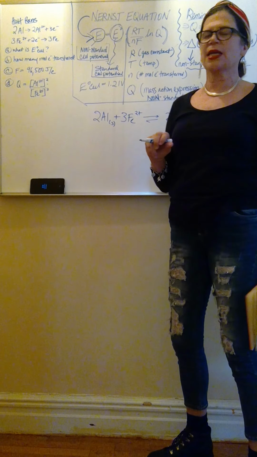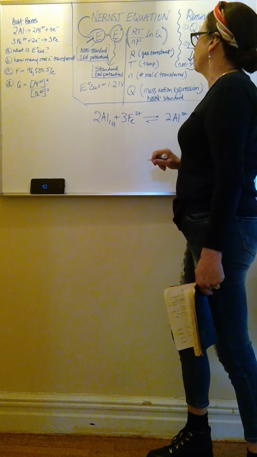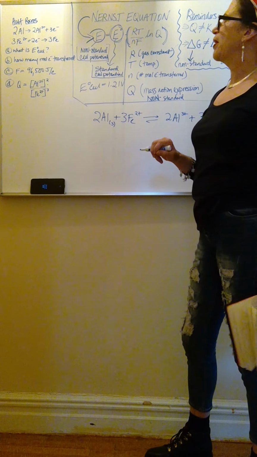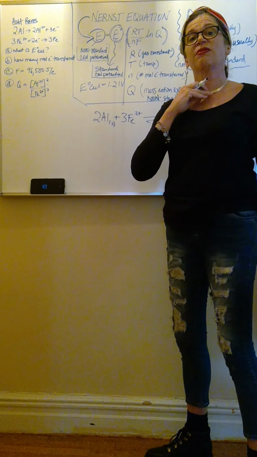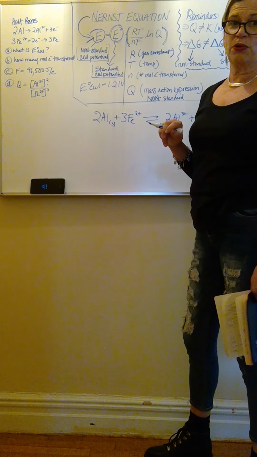What is R? R is the gas constant. What is T? T is the temperature. N is the number of moles transferred in our redox reaction. F is good old Faraday, a constant, 96,500 joule per Kelvin. Also, that's code for a volt.